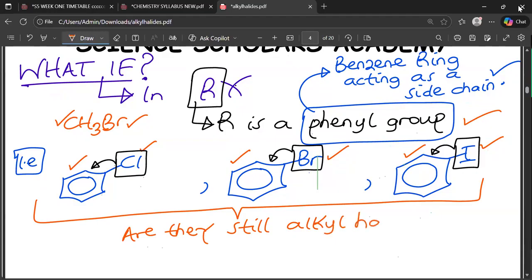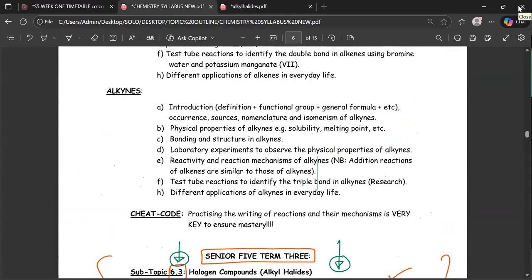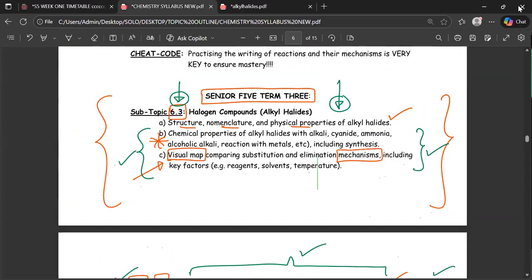This is the only thing I want you to learn today. If you learn this, you can log off. You'll be very safe. Chemistry will not be your problem.